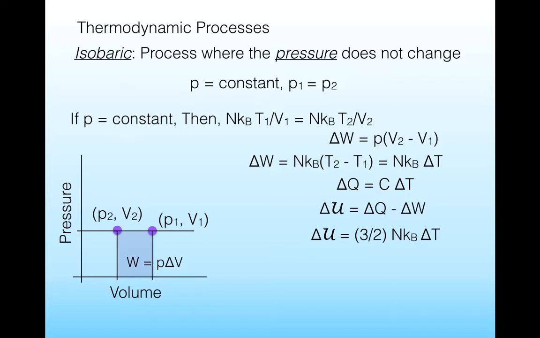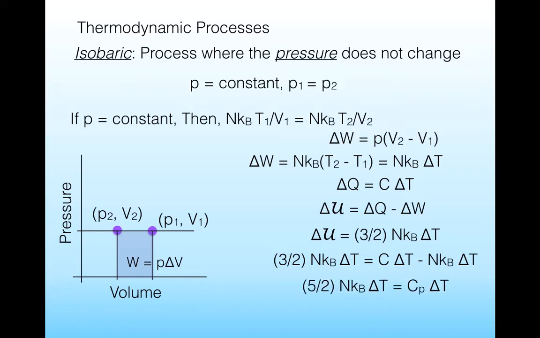And using the fact that the change in total internal energy is 3/2 NkB delta T, we can plug all of these different parts into our first law equation, and we get 3/2 NkB delta T is equal to C delta T minus NkB delta T. Interestingly, both the work term and the internal energy term have the same types of units, and they both have an NkB in them. We can gather them together to find that we can write an expression for the heat capacity at a constant pressure, which is just 5/2 NkB.